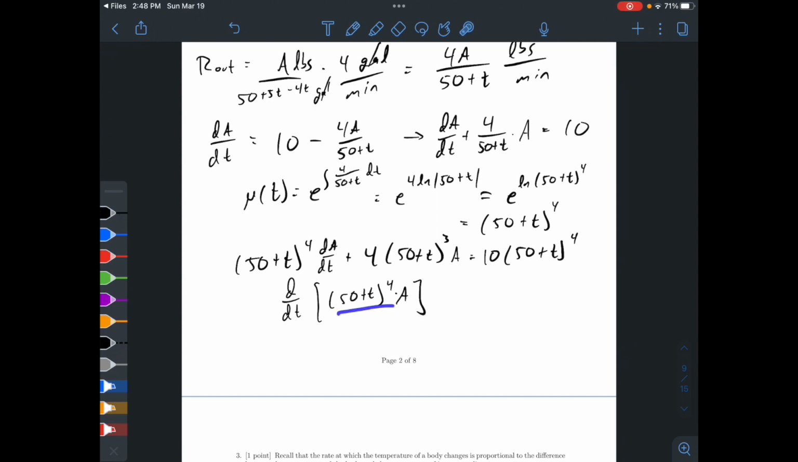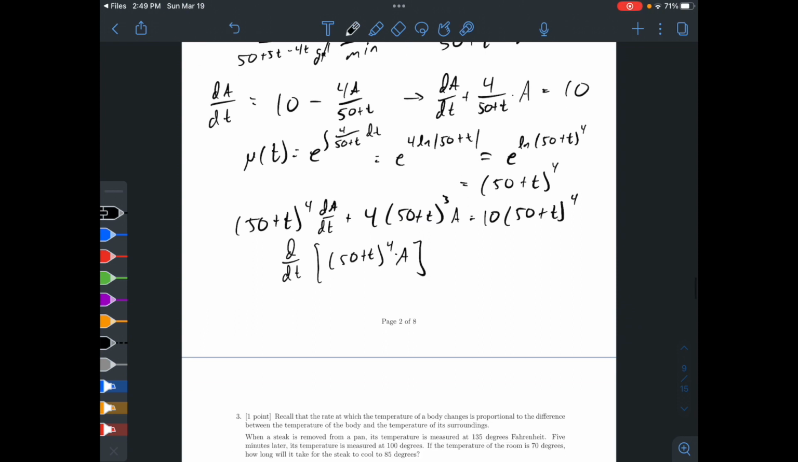And we should always check this. If I do the derivative of A, I just get dA/dt. And if I do the derivative of 50 plus t to the fourth, I get 4 times 50 plus t to the third times the derivative of 50 plus t, which is just 1. So we are reversing the product rule, and then we get just 10 times 50 plus t to the fourth on the right. And now we can just integrate both sides with respect to t. The integral of the derivative just gets you back to where you started.